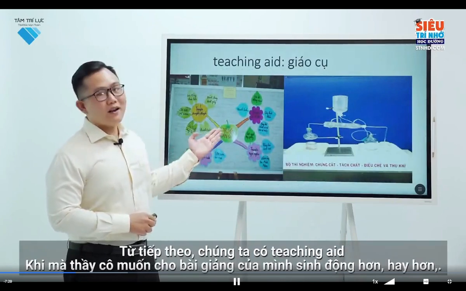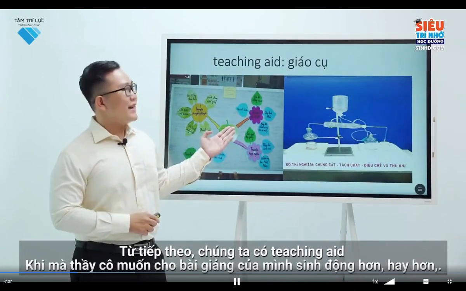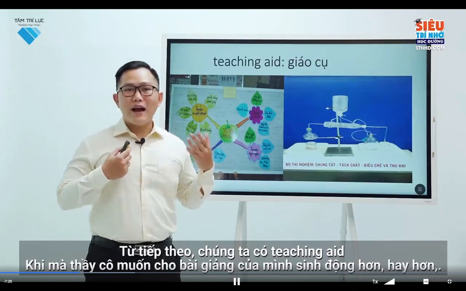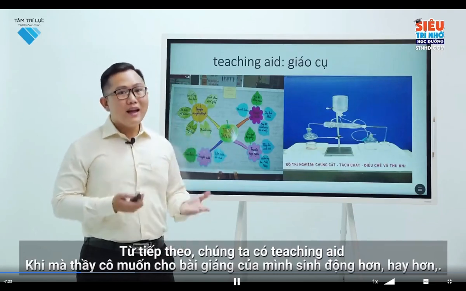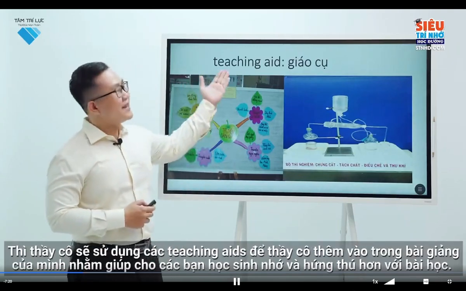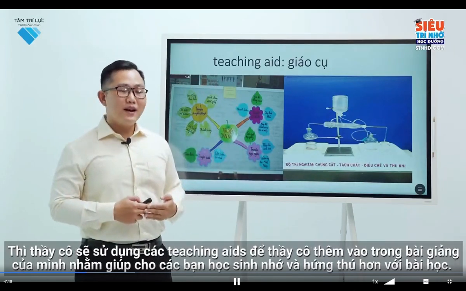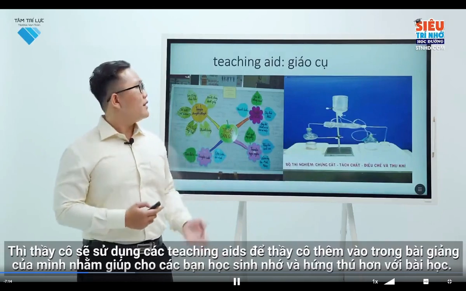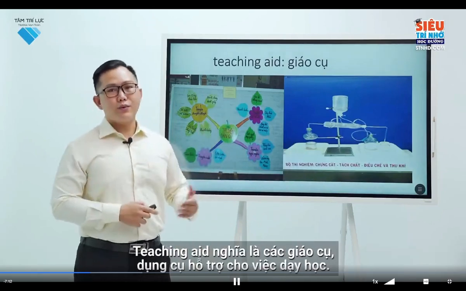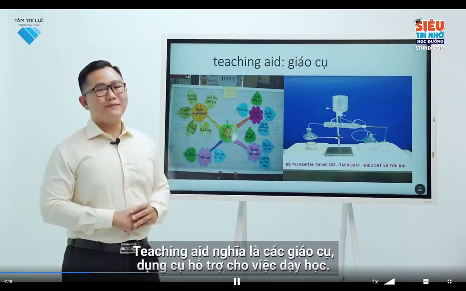The next word we have, teaching aid. If teachers want to demonstrate their lesson vividly, they will use teaching aids in their lessons to help students engage and remember the lesson better. Teaching aid is equipment teacher uses to demonstrate in lessons.